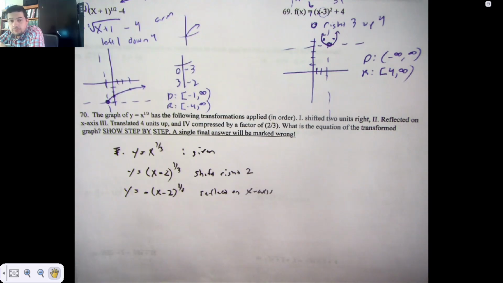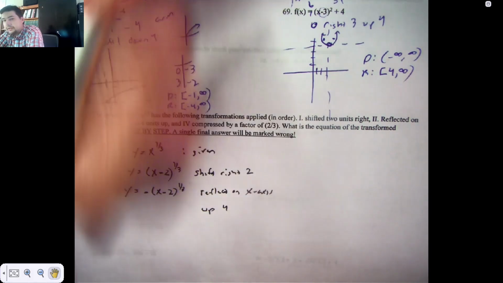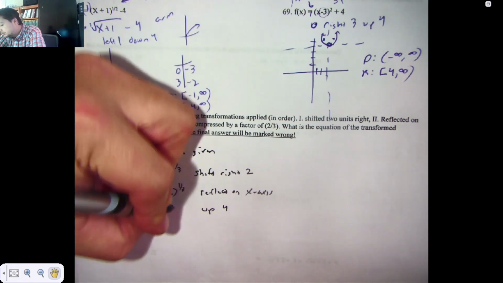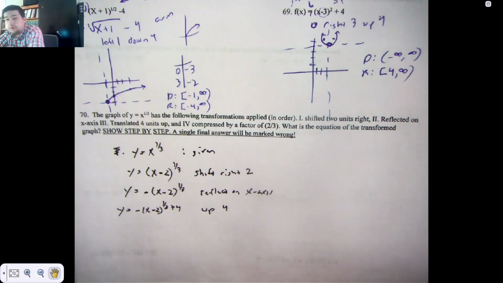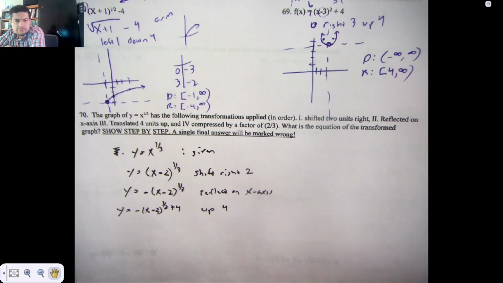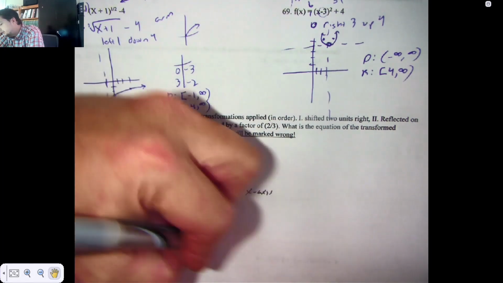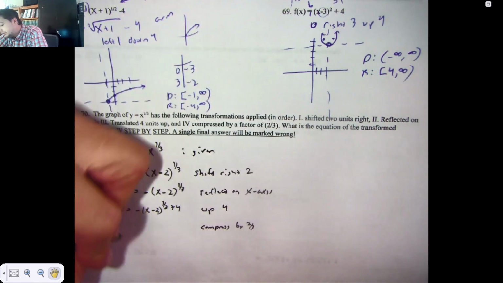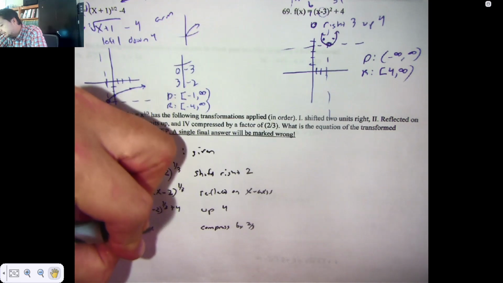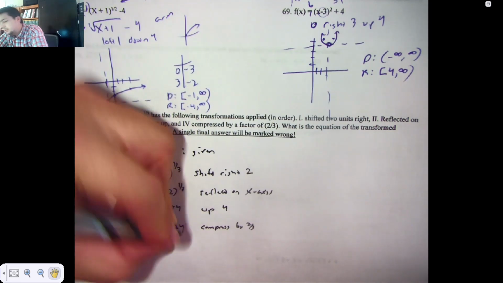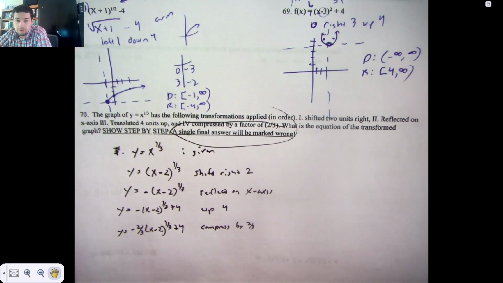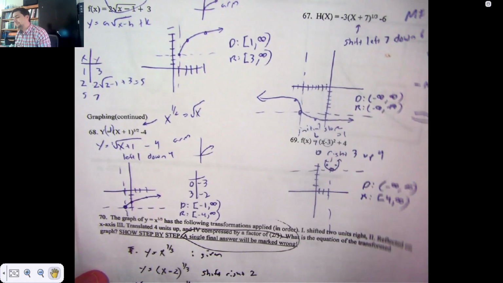Now we're going to translate it up 4. Translating up 4 is just as simple as adding 4 to it. And now we're going to compress it by a factor of 2/3. It actually doesn't say what kind of compression, but presumably it's a vertical compression. So compress by 2/3, and you just simply insert a 2/3 in front of it, and you'll be done. It's pretty easy stuff, actually. It's just translations. Notice it says this: a single final answer is wrong. Don't be that kid. So that was 70.